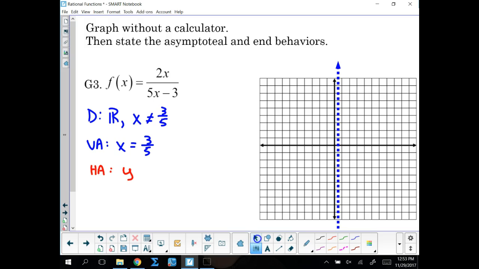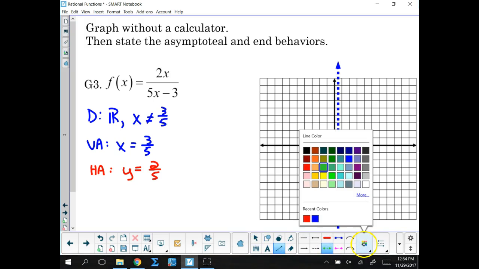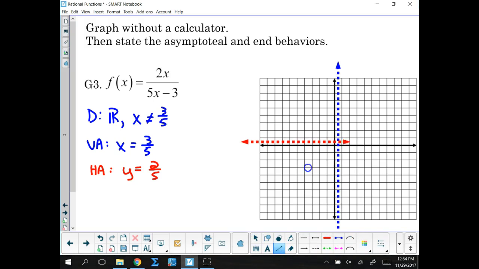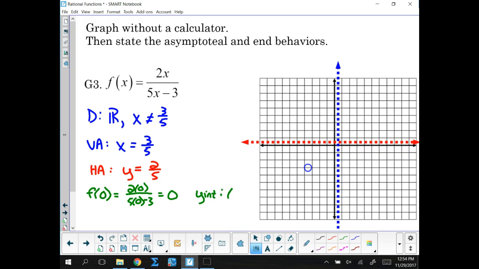Horizontal asymptote: y equals 2/5. Now you got this. Thanks. I got it. f of 0 is 2 times 0 over 5 times 0 minus 3, that's going to be 0. So that's going to be a y-intercept at the origin.